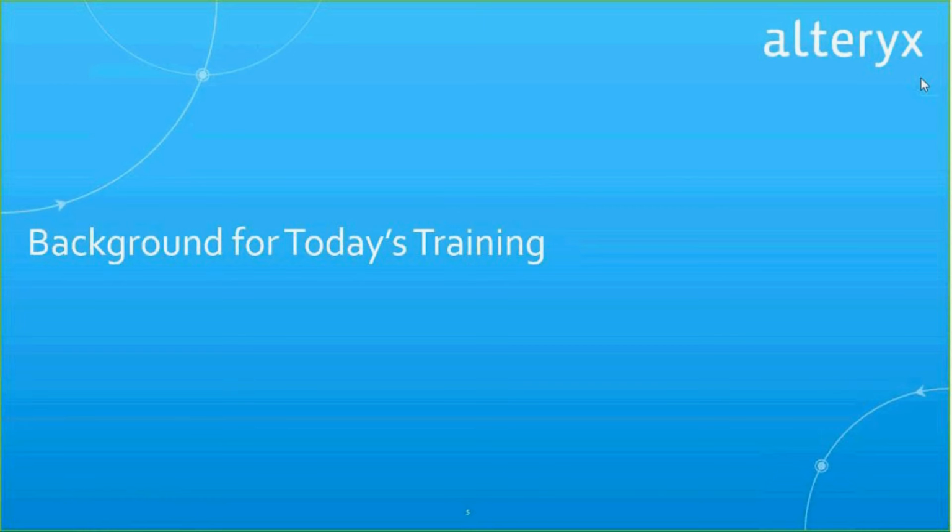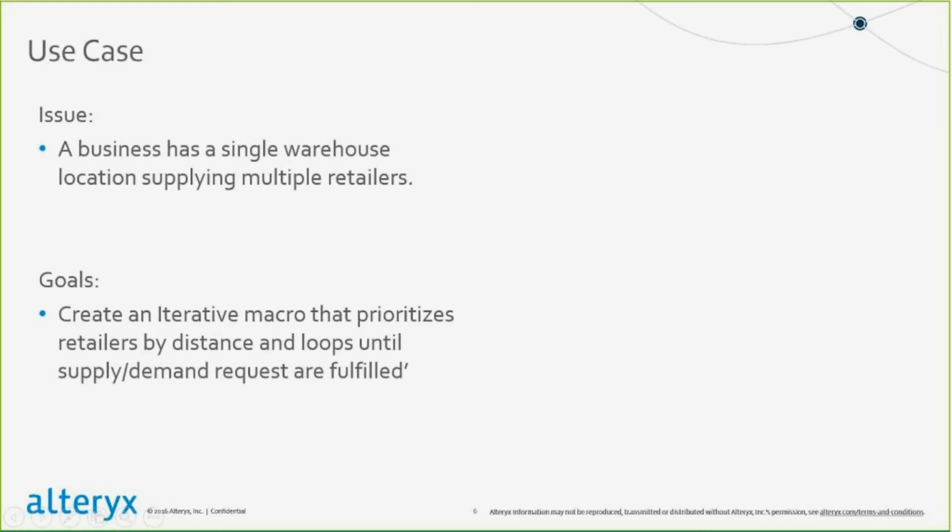Okay, so for today's training, background that we need to know before we get into iterative macros. Today we'll have a specific use case, and it's going to be very oversimplified, and I'm sure many businesses will have many different rules around this, but it's the simple concept of supply and demand. Okay, we have a number of business locations and a number of warehouse locations, and what we want to do is use an iterative macro to prioritize how we ship supply and demand.